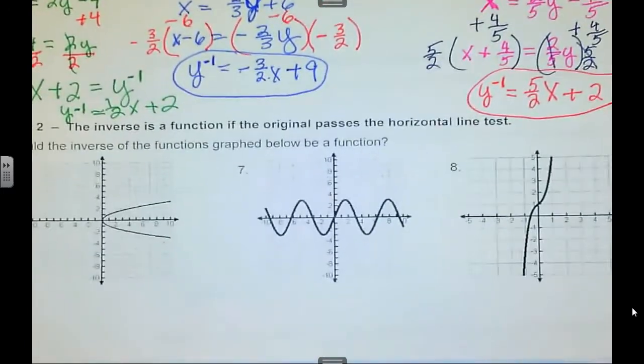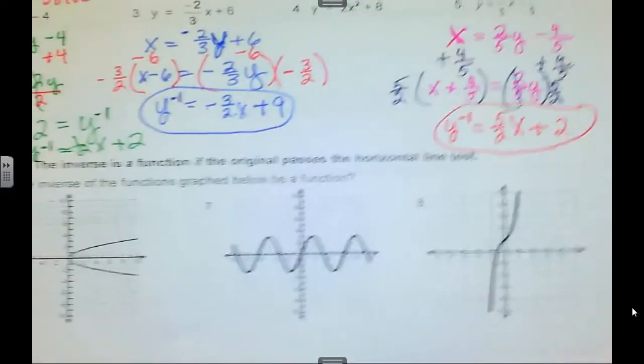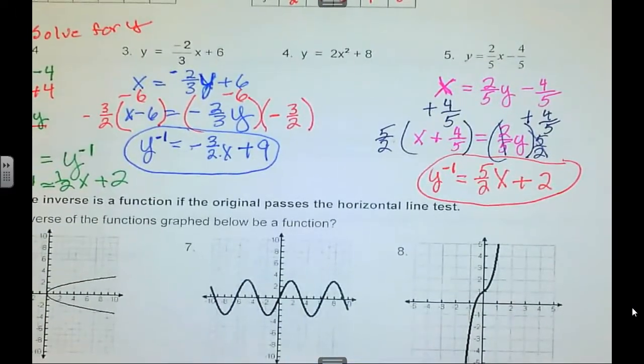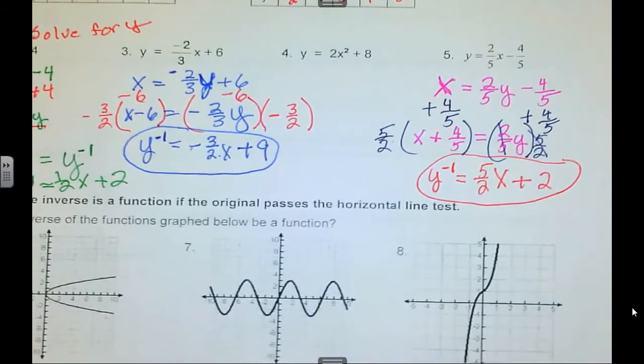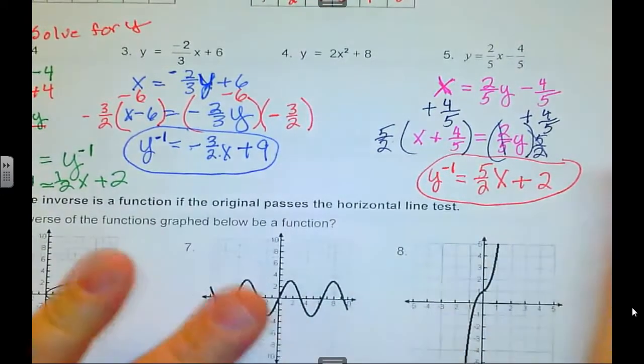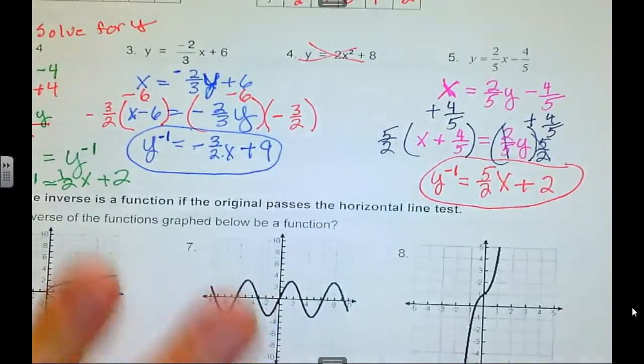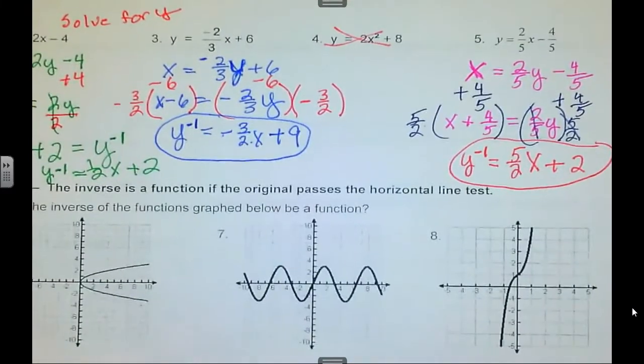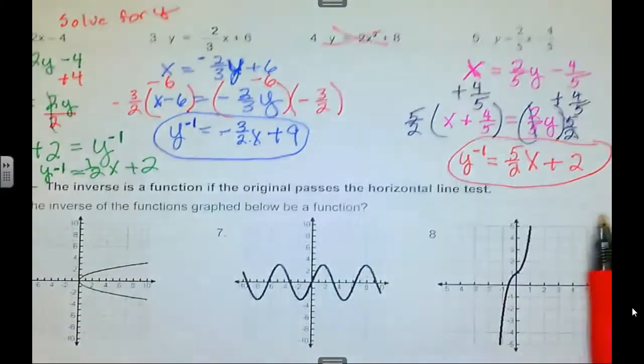Okay, next section. Do you want to do number 4? I don't think so. Let's not do number 4. We've got some tricky stuff going on with the squared thing.